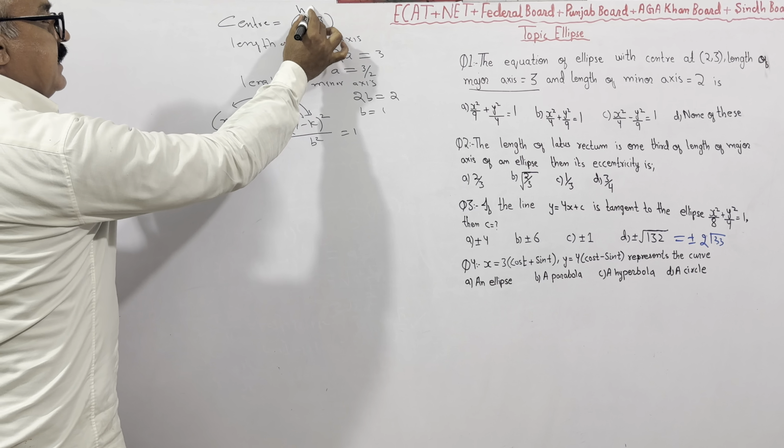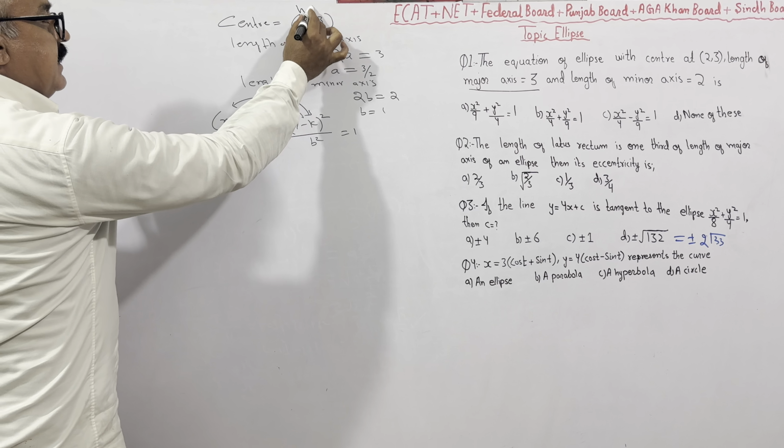Take care: when the major axis is along the x-axis, that's the condition of tangency, a square m square plus b square. If the major axis is along the y-axis, that is the condition for tangency of the ellipse, a square plus m square plus b square. In some tutorials, I am going to prove this as well.